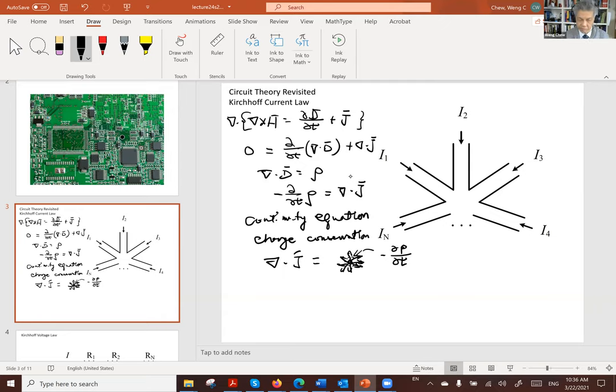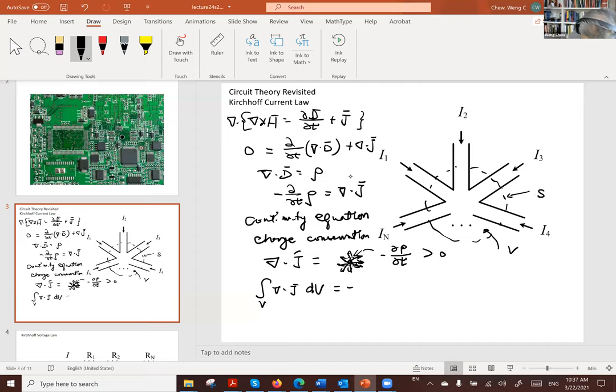Okay, for this picture that we've drawn, divergence of J is positive. It means that the current is oozing out from that point in space. And we can convert this into a more global picture by, for instance, using Gauss divergence theorem. We can integrate this divergence of J over a certain volume V, and that V is bounded by a surface S.